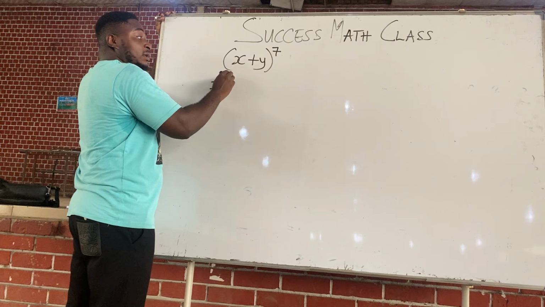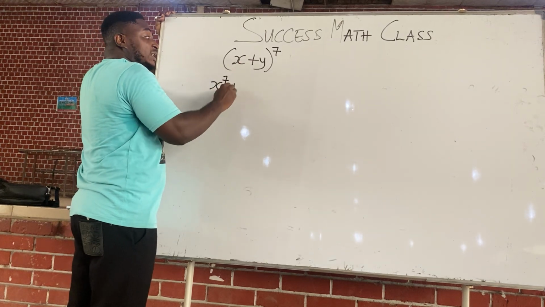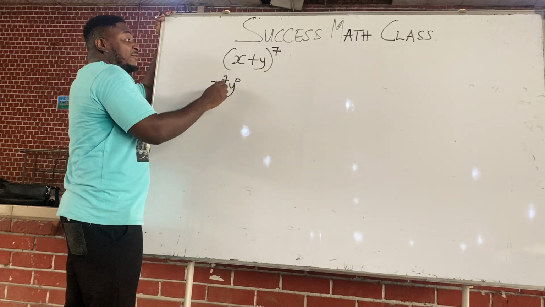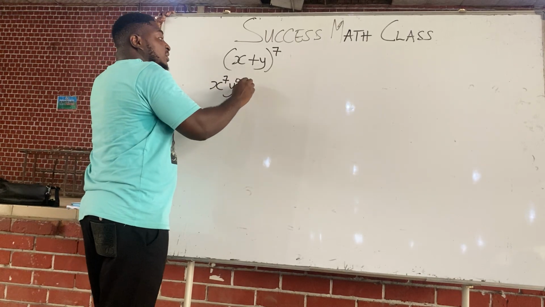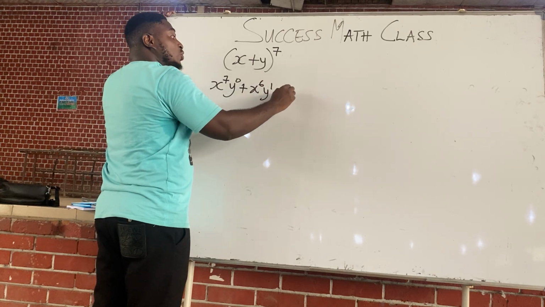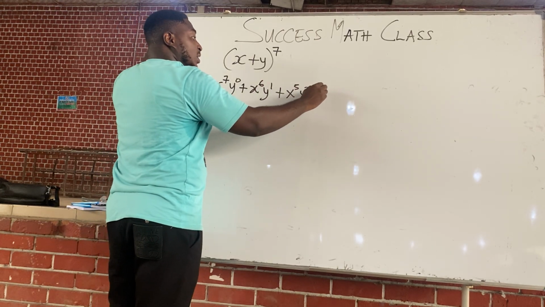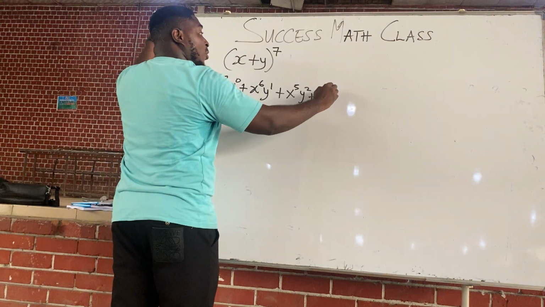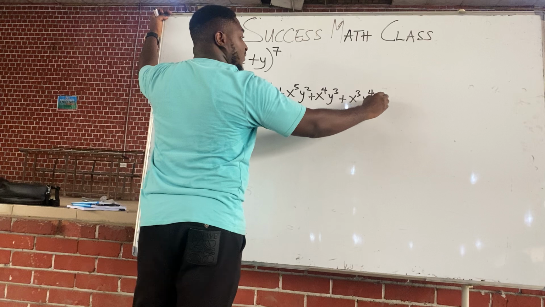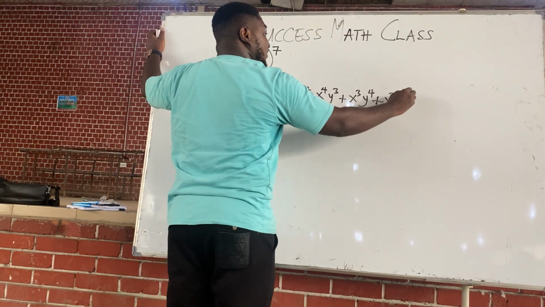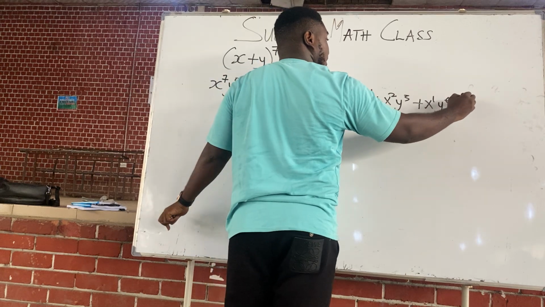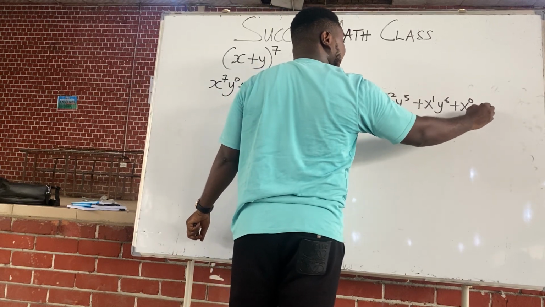X is raised to power 7. Let this y take nothing, zero. So x raised to power 7, y raised to power 0. As you're going further, let x be reducing and y be increasing. So x takes 6, y takes 1. X takes 5, y takes 2. X takes 4, y takes 3. X takes 3, y takes 4. X takes 2, y takes 5. X takes 1, y takes 6. X takes 0, y takes 7.